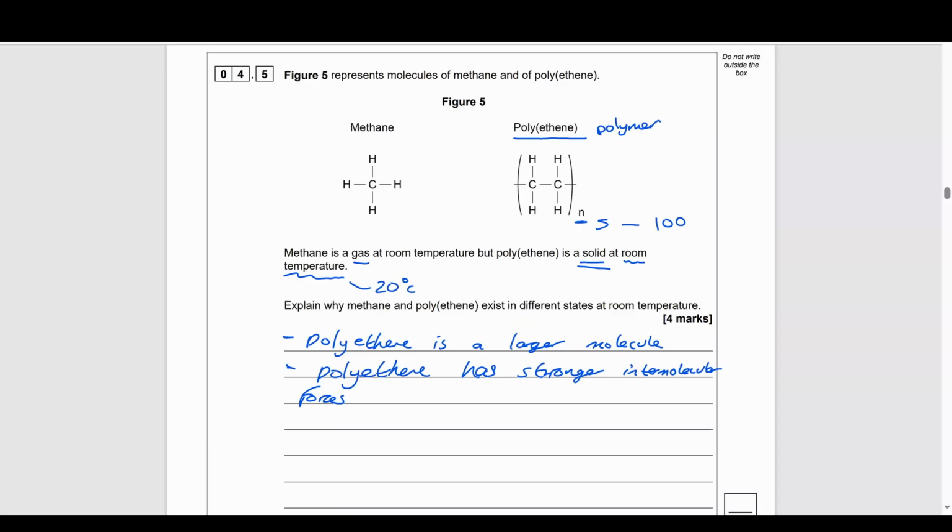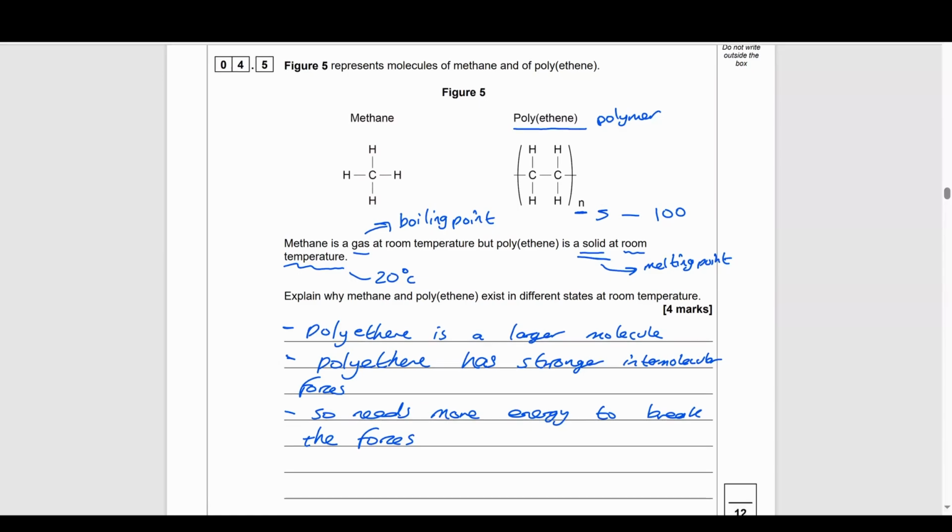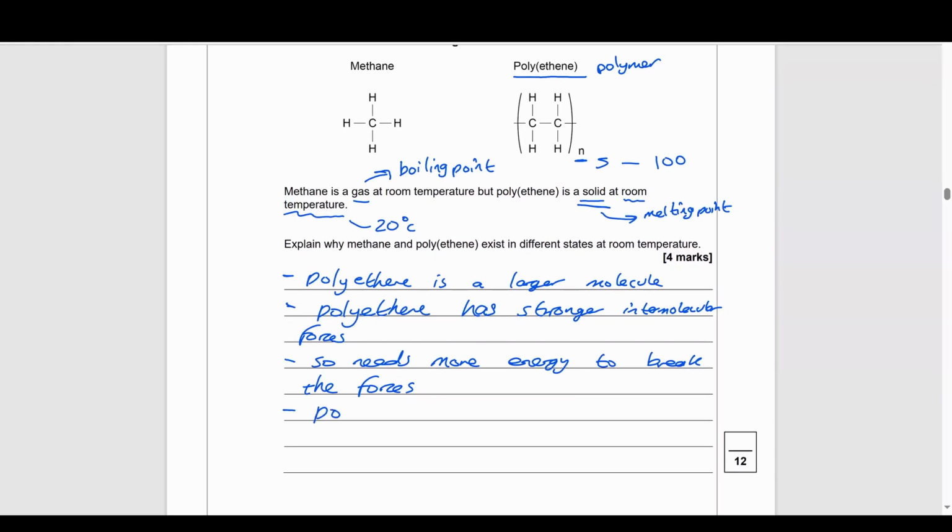So for it to actually turn from a solid to a liquid, for example, it would need a greater temperature than 20 degrees. Because temperature is a measure of thermal energy, it would need more energy to break those intermolecular forces. So what does this ultimately mean then? The boiling point, which is the point to turn a liquid to a gas, and the melting point, which is the temperature needed to turn it from a solid to a liquid, are going to be different for the two molecules that we have here. And that difference is going to be that for polyethylene, they're going to be higher.